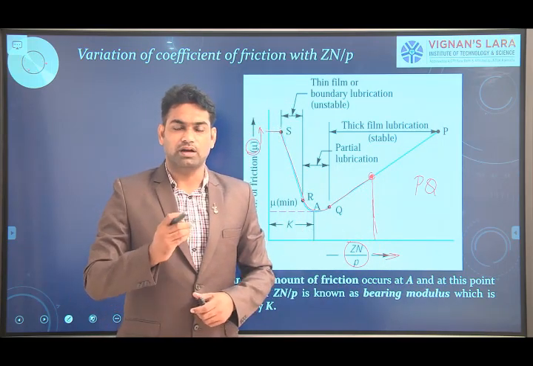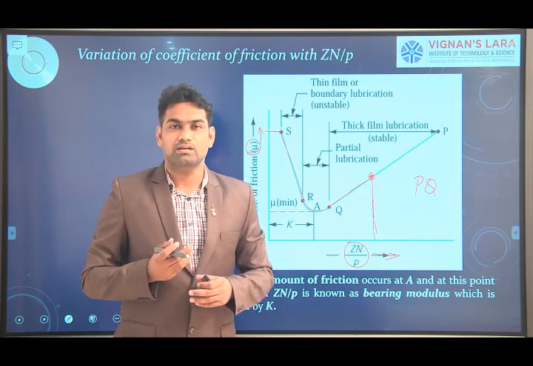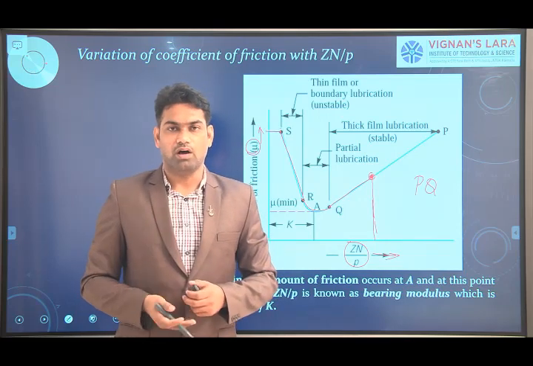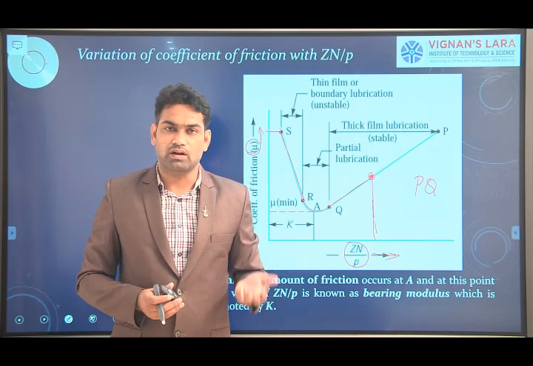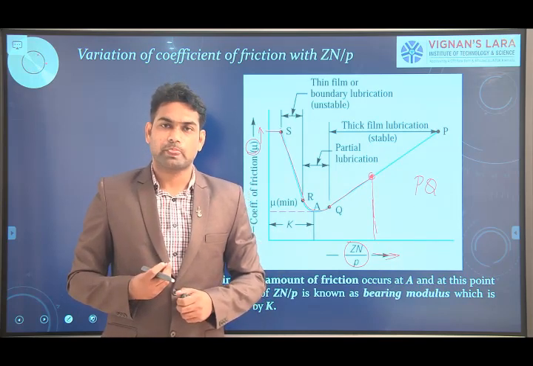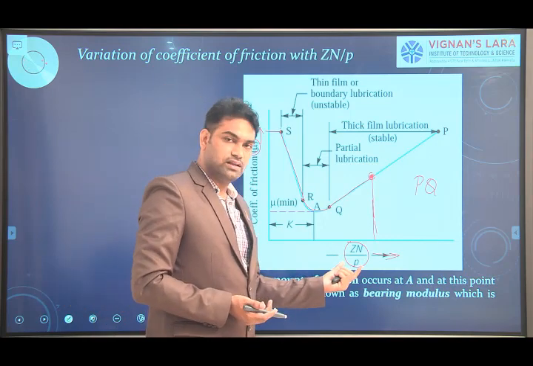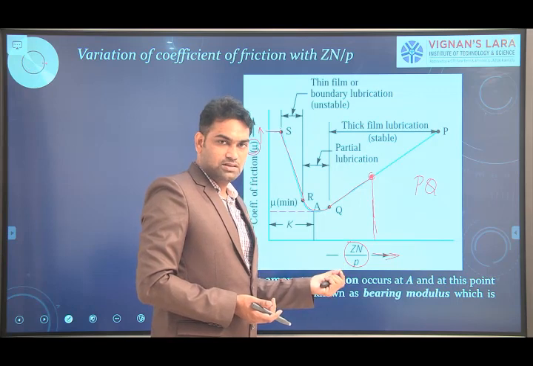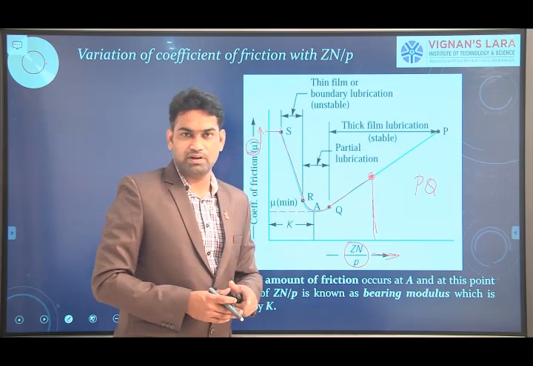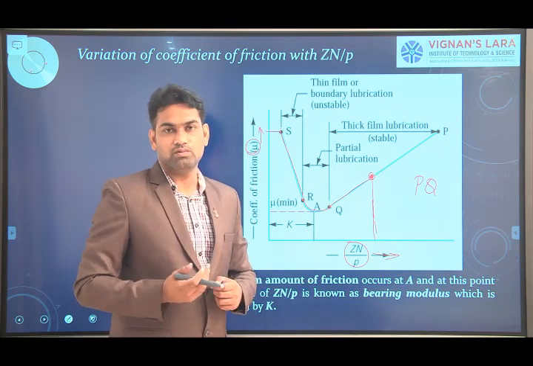If the continuous rotation of the journal tends to increase the heat, the temperature is going to rise. For continuous operating conditions there is a chance of a rise in temperature. Whenever the temperature rises, what will happen? Does it affect the ZN by P or not? If the temperature rises, Z, the viscosity, is affected. There is a relation between the temperature and viscosity. If the temperature rises, the viscosity of the lubricant is going to decrease.